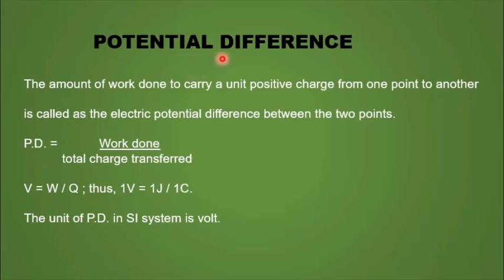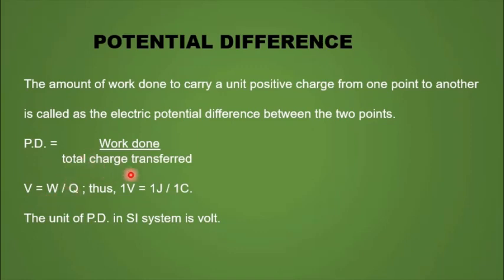So now what is the formula of a potential difference? As we learned, the amount of work done to carry a unit positive charge from one point to another point is called the electric potential difference of those 2 points. So potential difference is nothing but the work done upon the total charge transferred. This, that is PD, is nothing but V. So V is equal to W upon Q.